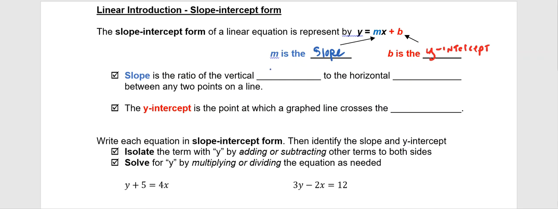So we know that the slope, m, in the formula y equals mx plus b, is our vertical rise over our horizontal run. We've become very familiar with counting rise and run as one way of finding slope. And we know the y-intercept, in this case the b in our formula, is nothing more than the point at which the line crosses the y-axis.